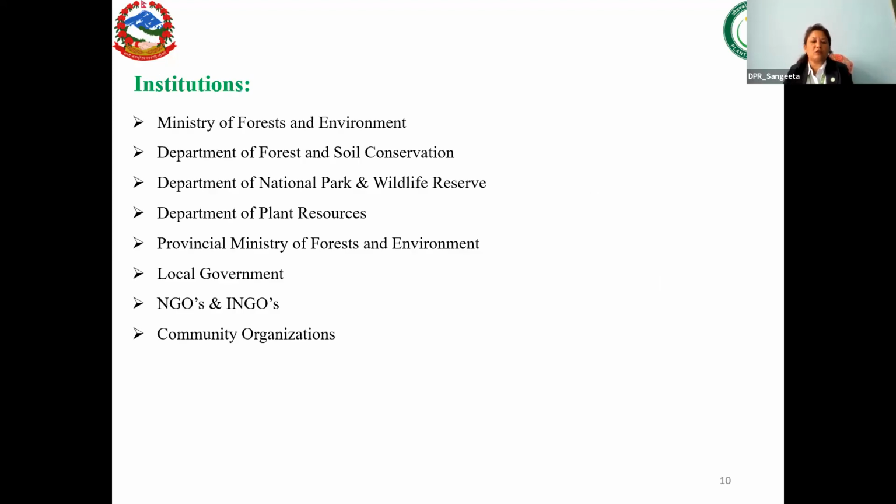Now, there are certain institutions which work for the conservation of the plant resources, and the major part is played by the Ministry of Forest and Environment, Department of Forest and Soil Conservation, Department of National Park and Wildlife Reserve, Department of Plant Resources, and in this federal system we have provincial Ministry of Forest and Environment looking after our plant resources, local government, NGOs and INGOs, and community organizations.